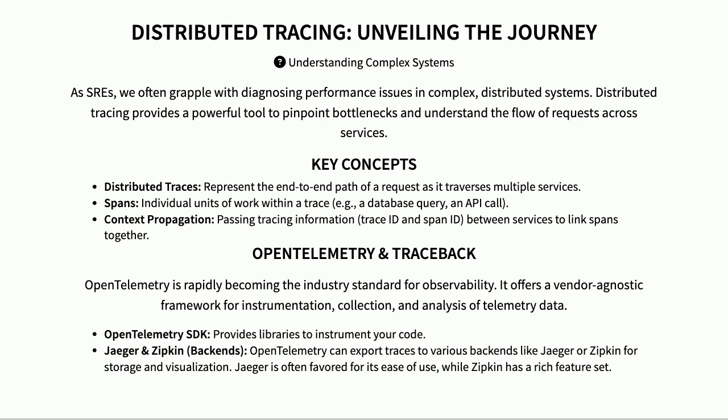OpenTelemetry is a really great framework for doing this. It provides tools to automatically instrument your code so you can collect data about how requests are flowing. And popular backends like Jaeger and Zipkin can let us store all of that information and visualize the journey of each request, making it much easier to find performance bottlenecks or troubleshoot problems.